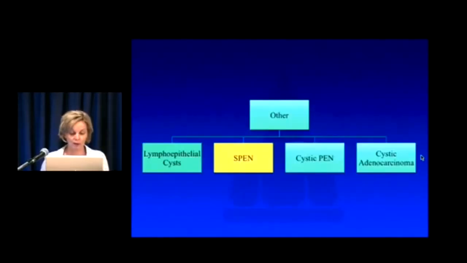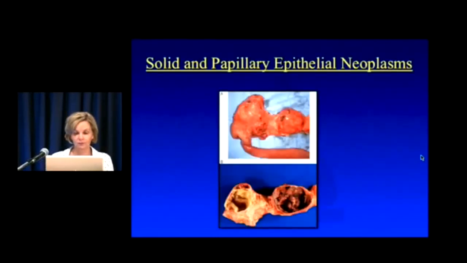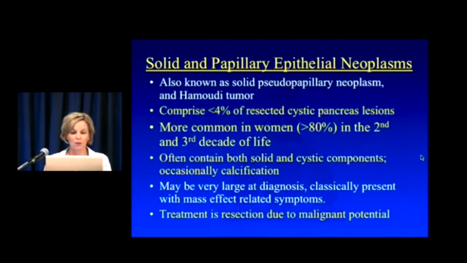Okay, now we're going to move on to the SPENs. So solid and papillary epithelial neoplasms. These are also known as solid pseudopapillary neoplasms or Hamoudi tumors. They represent less than 4% of resected cystic pancreatic lesions, so they're pretty uncommon. The key to this is the demographics. They're almost always in women and young women.